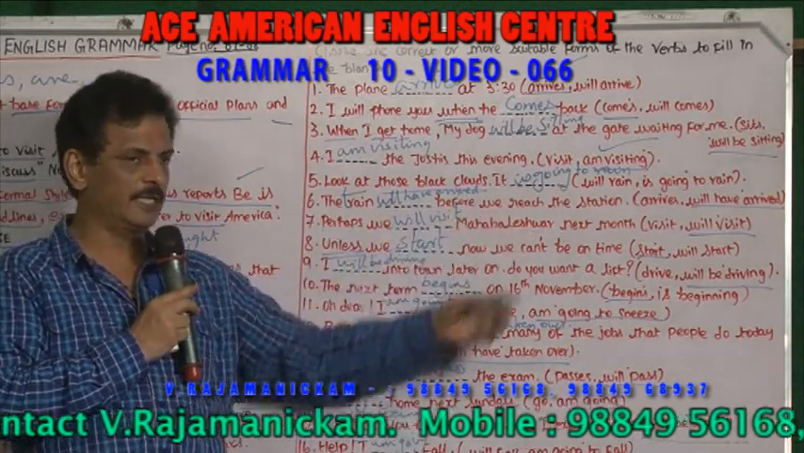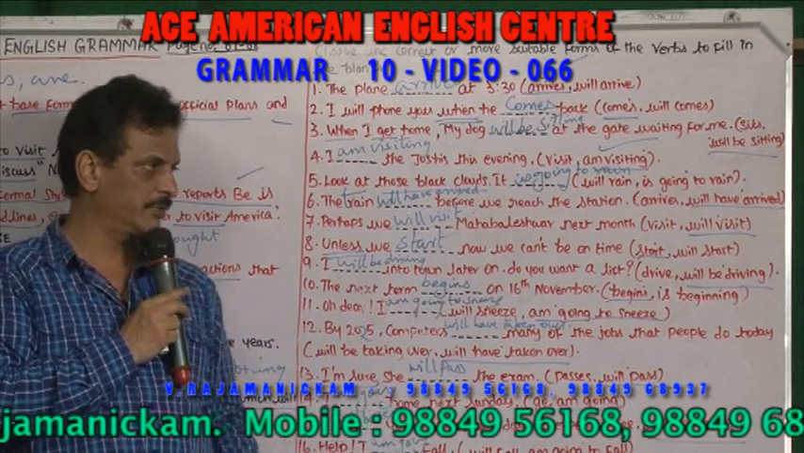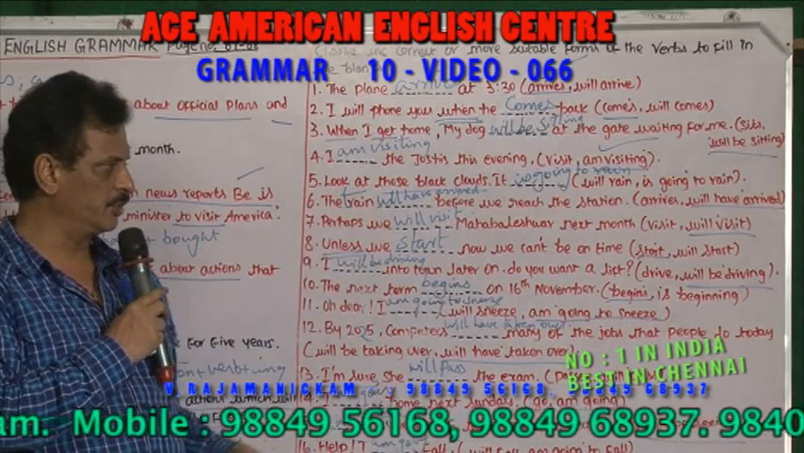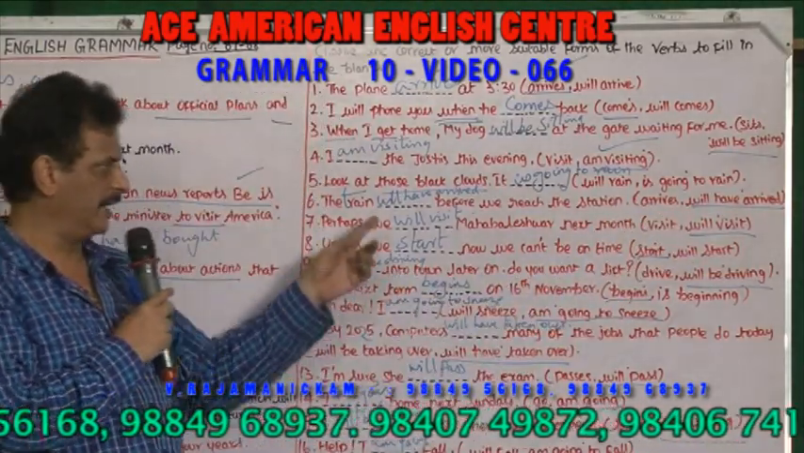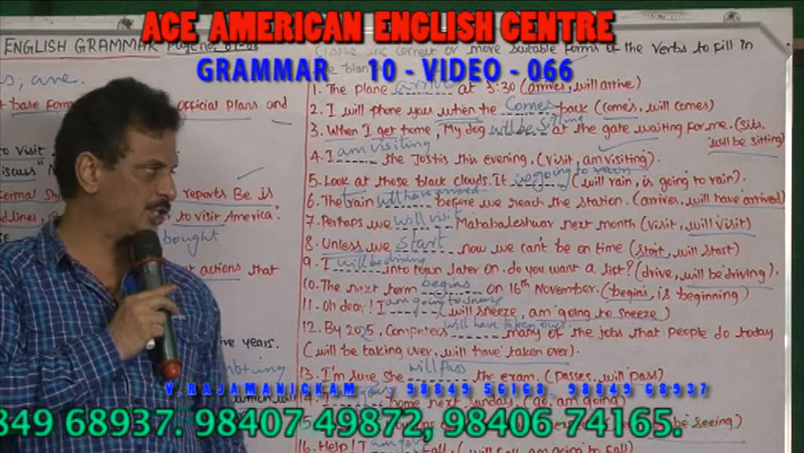ஆக ஒரு எதிர்காலத்தில் ஒரு குறிப்பிட்ட நிகழ்ச்சி நடைபெறுவதற்கு முன்னாடி இன்னொரு நிகழ்ச்சி நடந்து முடிந்திருக்கும் என்று சொல்கிற பொழுது arrives யூஸ் பண்ணக்கூடாது. Will have arrived, the train will have arrived before we reach the station.